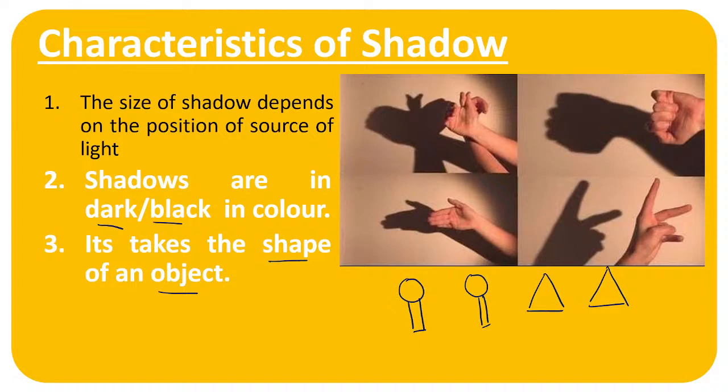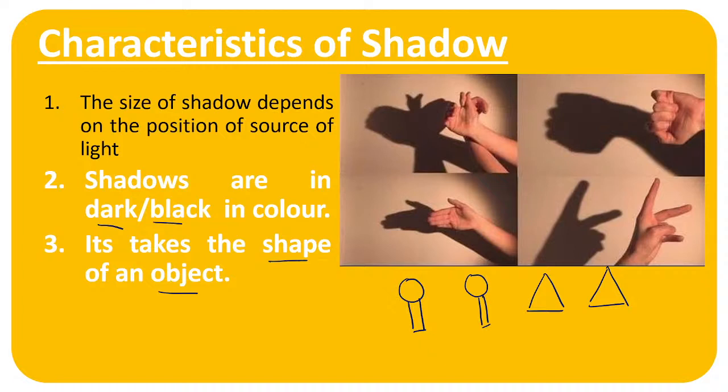So we have seen what a shadow is. What is a shadow? An area of darkness that is formed when the light rays are blocked by an opaque object. What are opaque objects? Opaque objects are those objects which do not allow light to pass through them, like a book, a door, a tile. All these objects are opaque objects, and things are not visible through an opaque object.